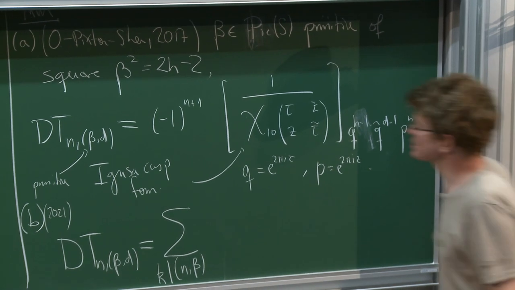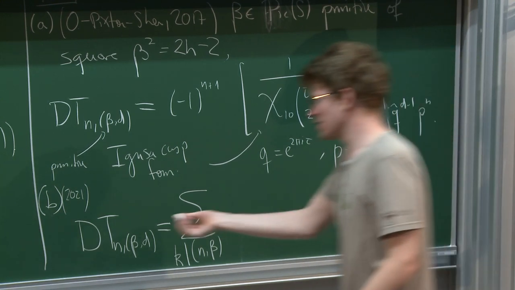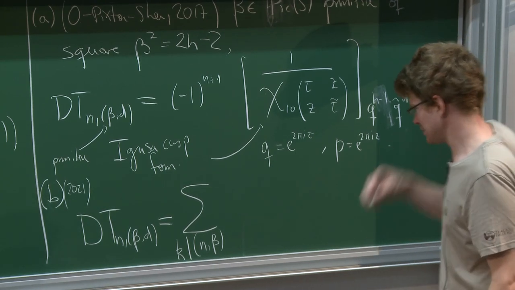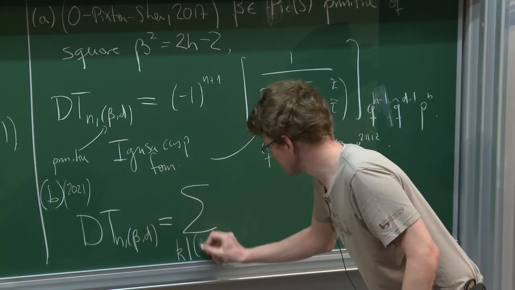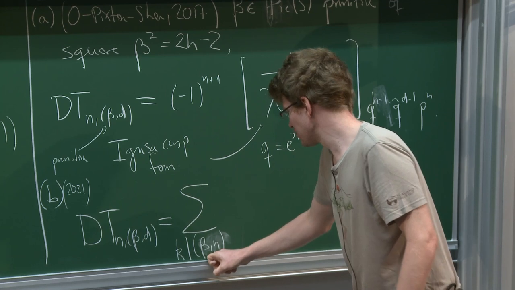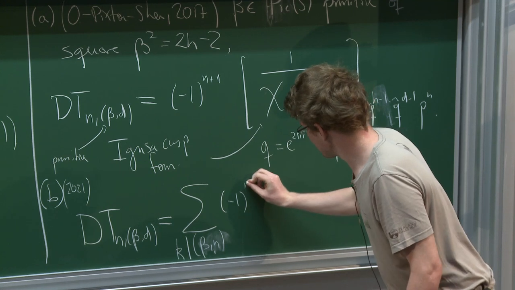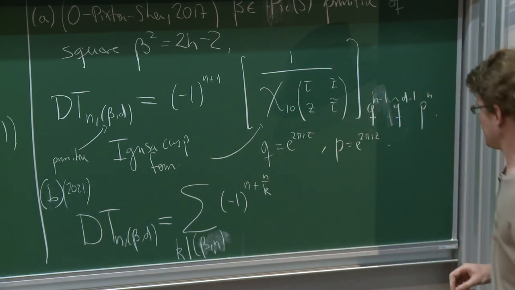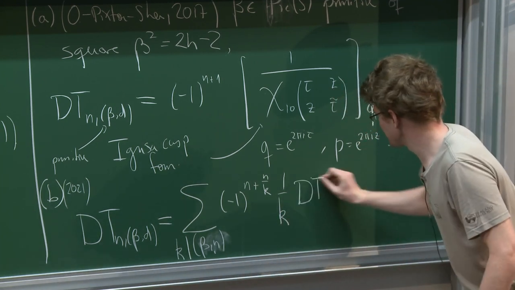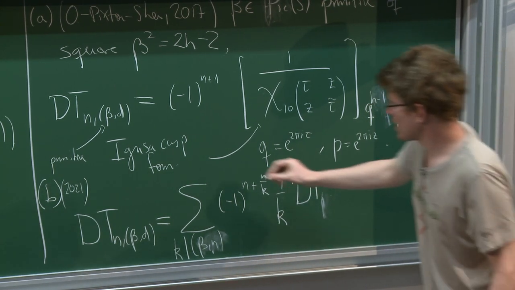Okay, so the primitive case is somehow easier because your curves you can control them more. But it turns out in this K3 surface case, the imprimitive one is in fact controlled by the primitive one. Okay, so the way this works is you sum over all the divisors of the GCD of this beta and this n, and then you have a certain sign here which is given by this n plus n over k. And then we have a 1 over k here. And then you just get a primitive invariant here. Okay, so for the Euler characteristic, you just divide by this k.